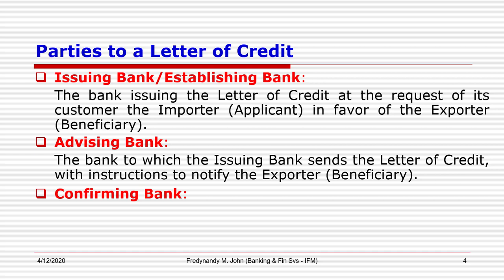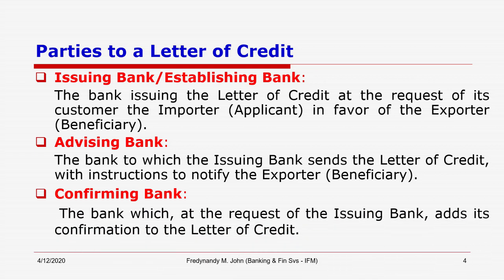Now, in some circumstances, it might happen that the exporter really wants a guarantee that payments will indeed be made, and just in case an issuing bank fails to make payments, there should be another bank to guarantee payment. In that setting, a third bank will be brought into the picture, and that is the confirming bank.